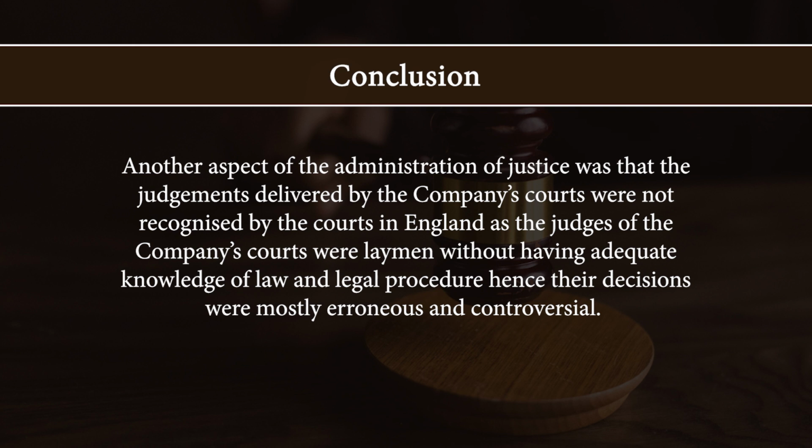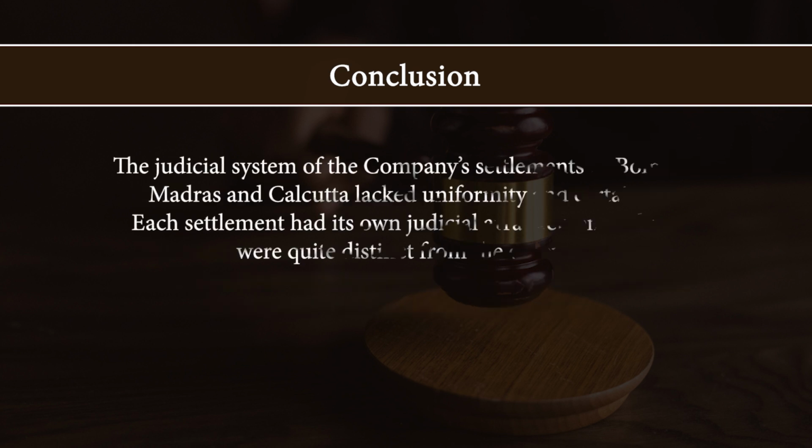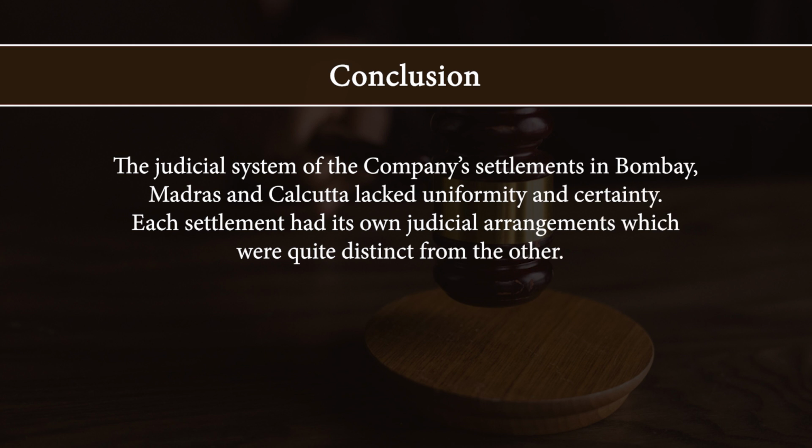Another aspect of the administration of justice was that the judgments delivered by the company's courts were not recognized by the courts in England, as the judges of the company's courts were laymen without adequate knowledge of law and legal procedure. Hence, their decisions were mostly erroneous and controversial. The judicial system of the company's settlements in Bombay, Madras and Calcutta lacked uniformity and certainty. Each settlement had its own judicial arrangements, which were quite distinct from the other.